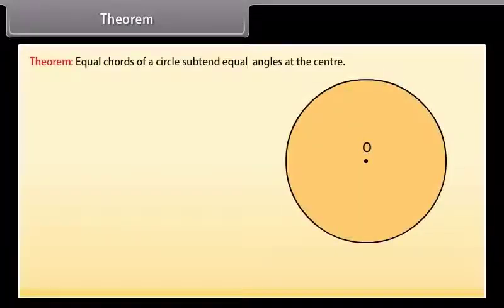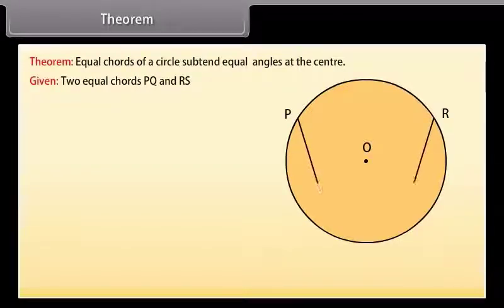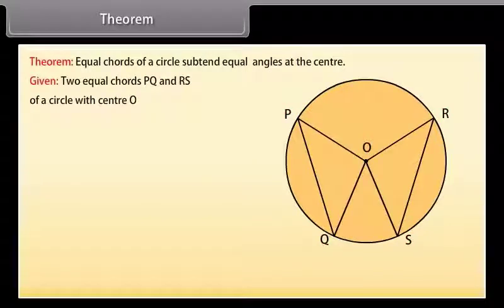Theorem. Let us prove this theorem. Given, two equal chords, PQ and RS, of a circle with center O. To prove, angle POQ is equal to angle ROS.